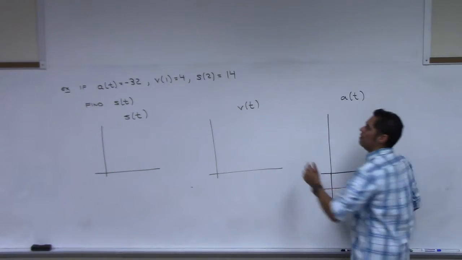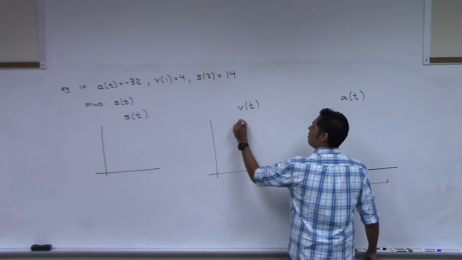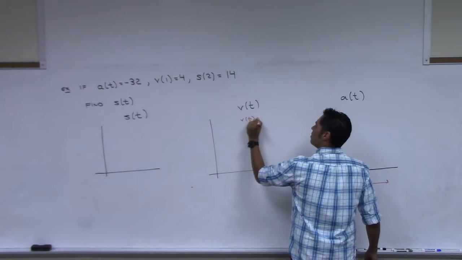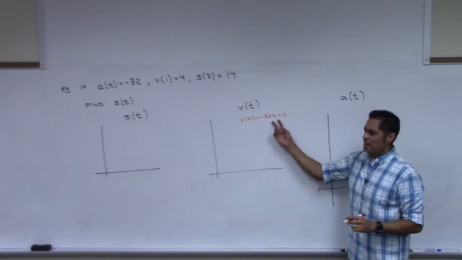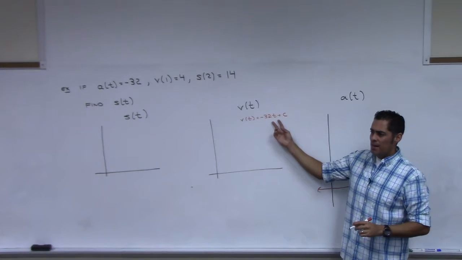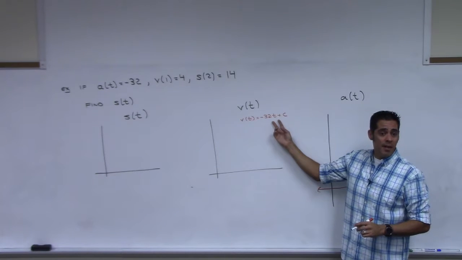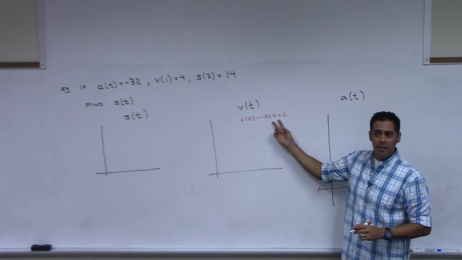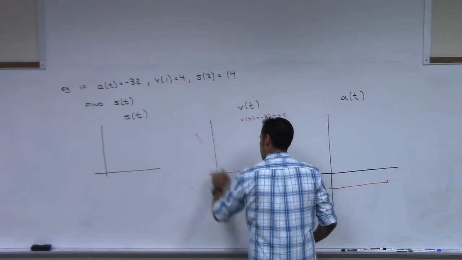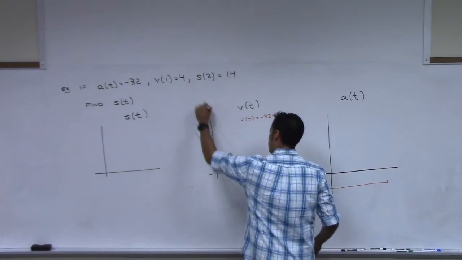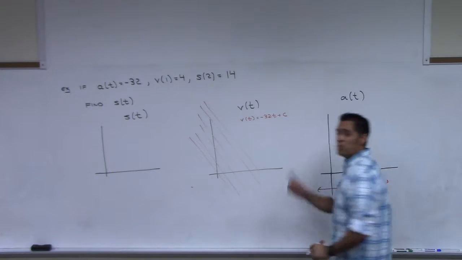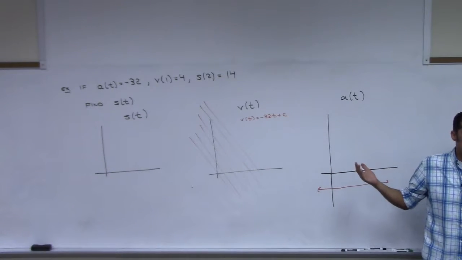What does that look like? I'm just going to jot it down here. We know that V of t was negative 32t plus a constant. Isn't this a line with a negative slope, right? But it's a family of them. It's a whole family of them. So it could be that one, or that one, or that one. They're all parallel, aren't they? I don't know which one it is.